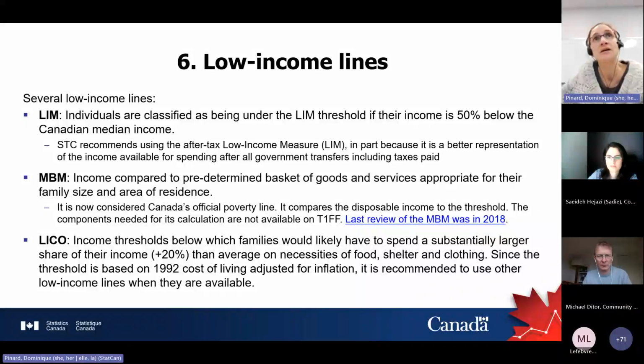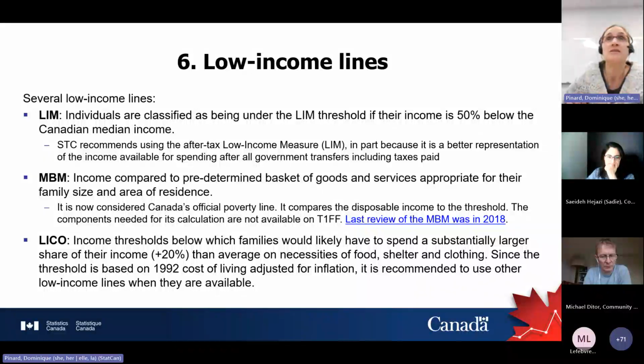So the low income measure is available on the TIF. It's based on a threshold that's established at the national level, and anyone who's below 50% of that median, which is a threshold, is going to be considered low income. So national median income is $50,000. So 50% of that is $25,000. So if you earn less than $25,000, then you would be considered being low income.